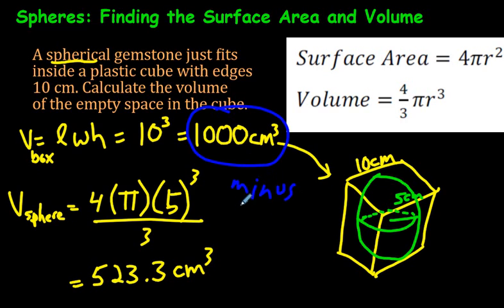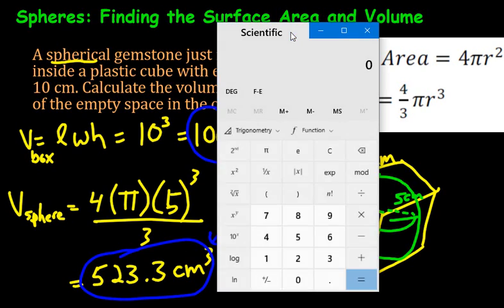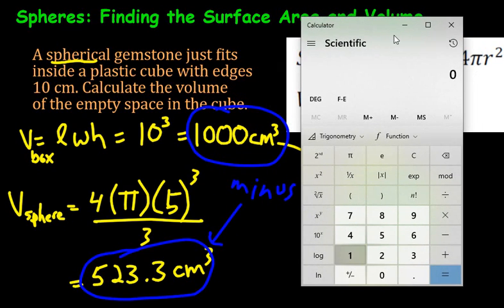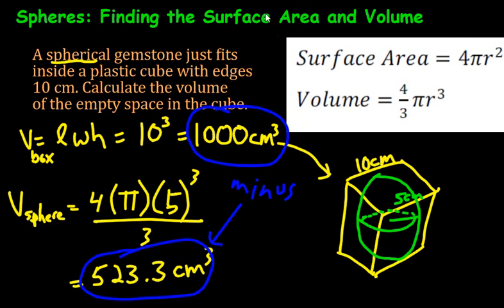Now what we're going to do is take the volume of that cube right here minus, we're going to subtract this volume right here, the volume of the sphere. And when we subtract these two, we're going to find out how much space is left inside that box. So 1,000 minus 523.3, 476.7. So the final answer would be 476.7 centimeters cubed.